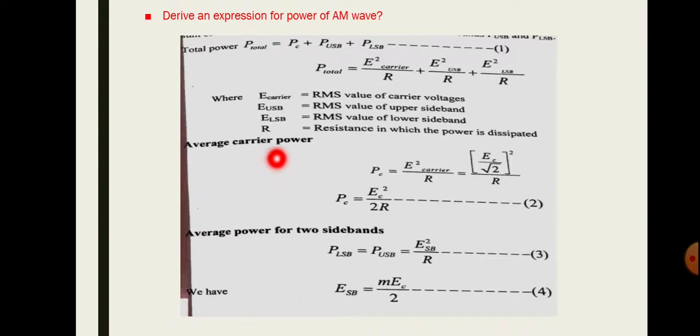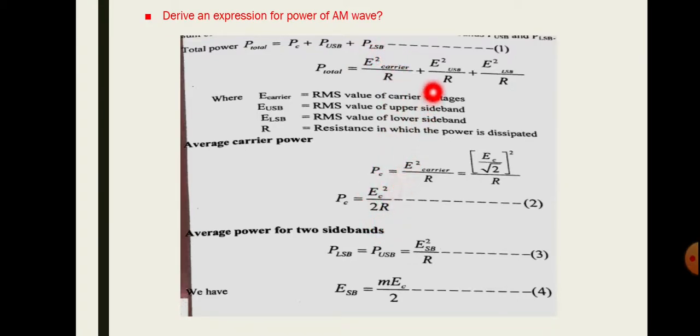First we have the average carrier power. Average carrier power is equal to E square carrier divided by R. We know that the RMS value of the carrier is EC by root 2, so we can write it as EC by root 2 whole square divided by R. EC by root 2 is the RMS value, since there is a square term. So this is all square divided by R, that will be equal to EC square by 2R. So PC will be equal to EC square by 2R, which is the first term. This term will be replaced by EC square by 2R.